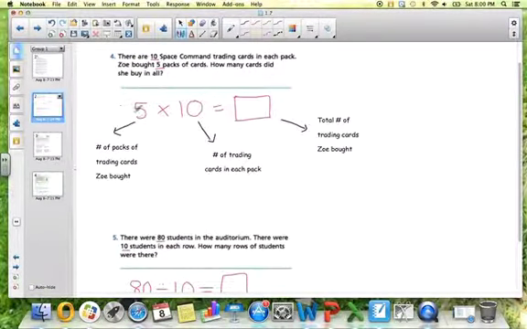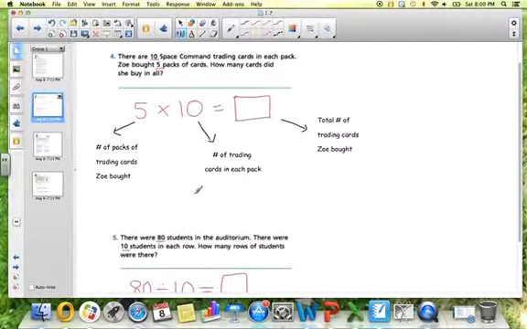So the 5 in our equation equals the number of packs of trading cards Zoe bought right here, and multiplied by 10, which equals the number of trading cards in each pack up here. And that equals this box. And the box is the total number of trading cards Zoe bought. So each of these numbers represents something from the word problem. Well, the box represents an unknown number, but we can also use any letter to represent the unknown number. That box or the letter is called a variable.